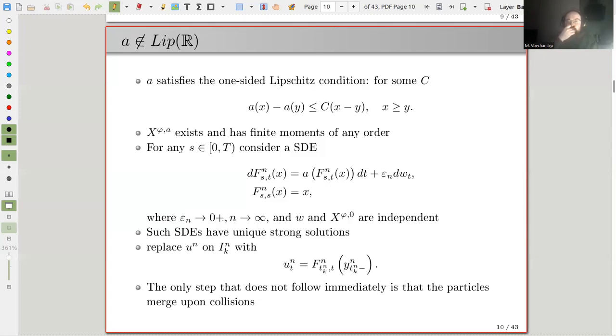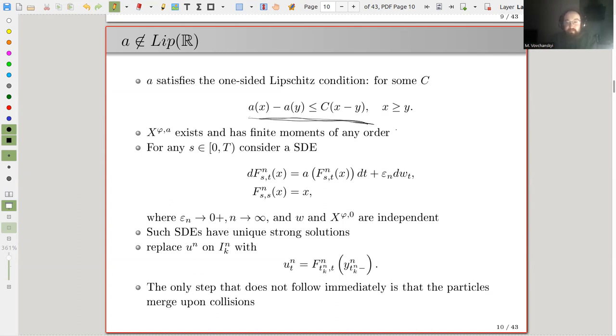So I want to add one remark, whether we can have non-Lipschitz drifts. Actually we can, for example in this simple situation. We take any function that satisfies this one-sided Lipschitz condition. This is a standard condition from the theory of ODEs, because it guarantees the corresponding differential equation is well posed, which in our case translates to the fact that the Harris flow exists and has finite moments.